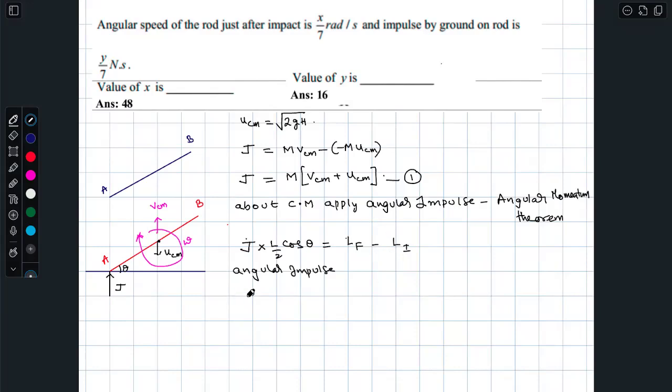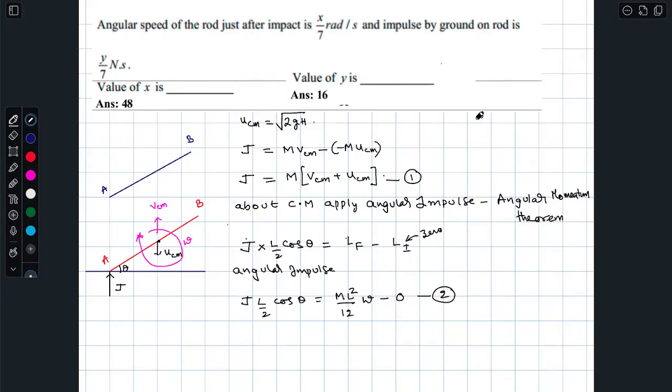So therefore, J times L/2 cos theta is about center of mass. Don't forget that. Equals ml square by 12 omega minus 0. Equation 2. Because L initially is 0. Initially, it has a purely translational mass.